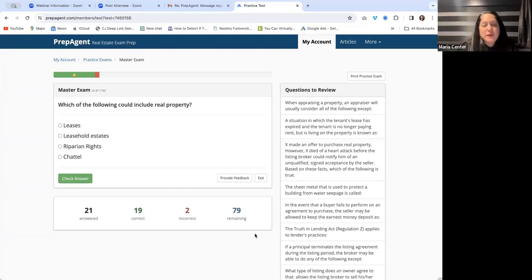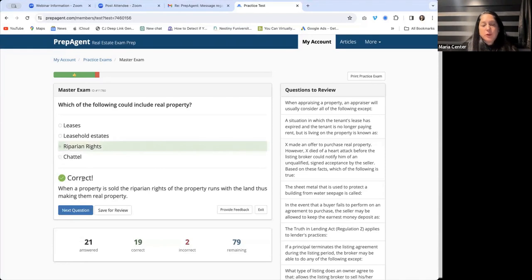So, which of the following could include real property? Is it leases, leasehold estates, riparian rights, or chattel? Which one could include real property? So, leases, leasehold estates, and chattel are all personal property, right? Riparian rights are part of our real property. Remember, riparian rights have to do with rivers and streams, flowing water. Littoral rights are lakes and oceans, things with tides, right? So riparian rights would be the answer here.